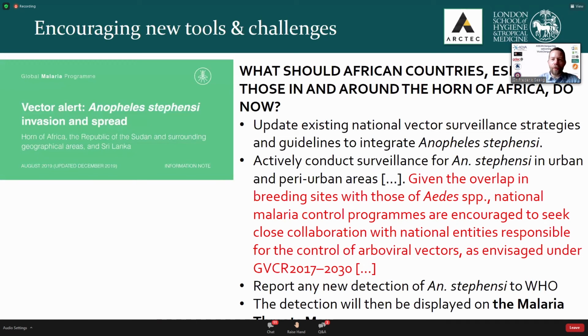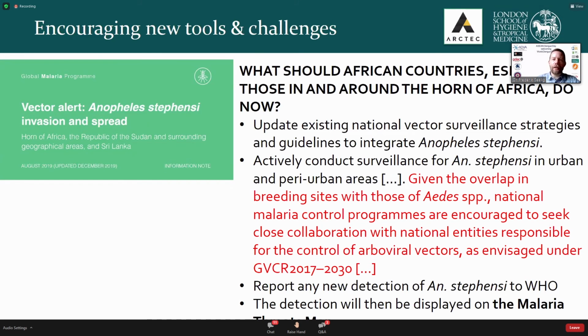And now, if you excuse this dengue focused forum, I am going to shift the focus slightly to a different type of vector, which is Anopheles stephensi, which is very common in Southern Asia, on the Indian subcontinent, but over the last few years has also been reported in the Horn of Africa, in Sudan and surrounding geographical areas. So in 2019, the WHO issued this vector alert on the invasion and spread of Anopheles stephensi.